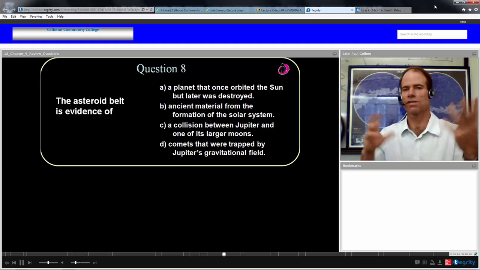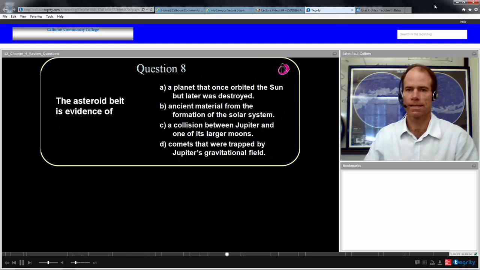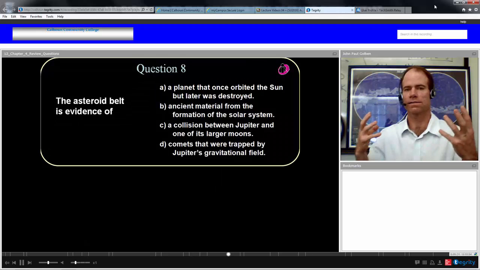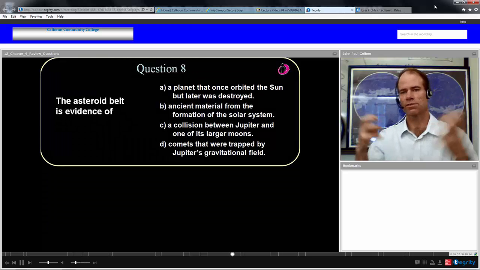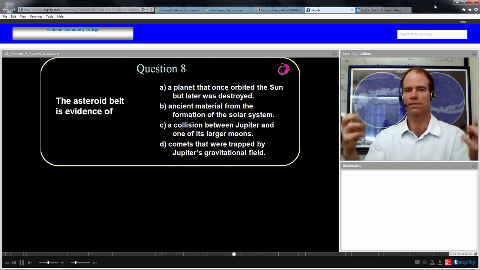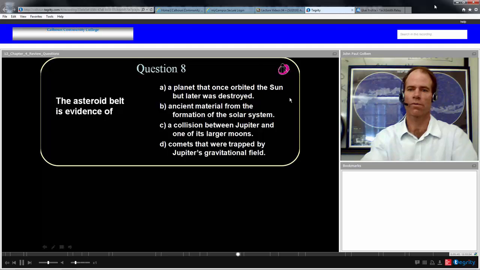Because there's such diversity in the asteroid belt, it's unlikely that it was a planet that was later destroyed. It's possible, because of differentiation, that a planet was destroyed and had all these pieces that were different densities. But because of the true diversity, it probably was ancient material from the formation of the solar system.